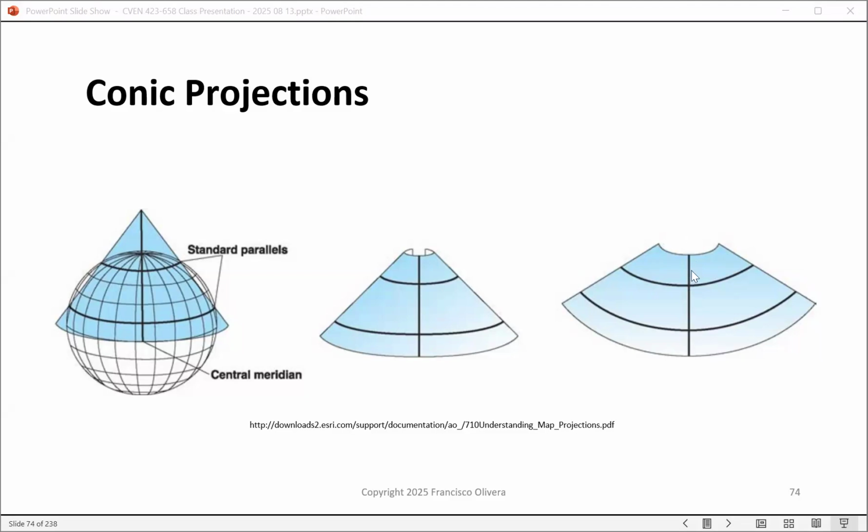So if you want a map of Texas, for example, most likely you would like your central meridian, this line here in the cone, to run through the area that you are interested in.